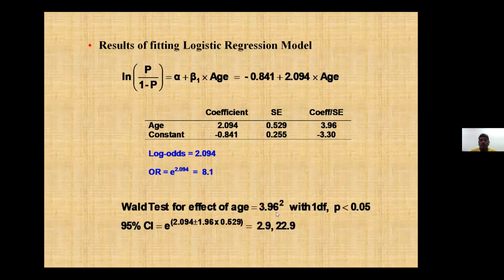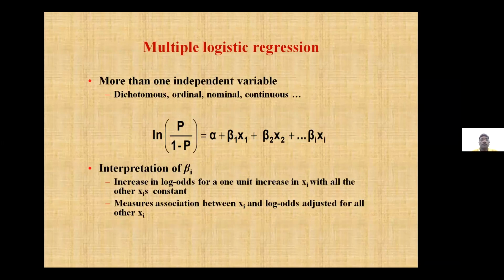Wald test: 3.96 chi square with 1 degree of freedom. This is the equation which I have discussed, and the 95% confidence interval is equal to this. Using this 2.9 to 22.9, we can decide whether the variable is significant or not significant.